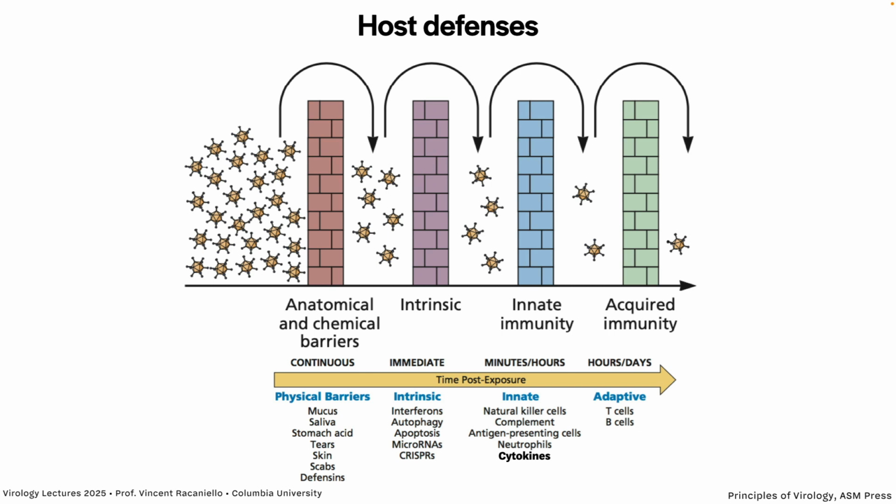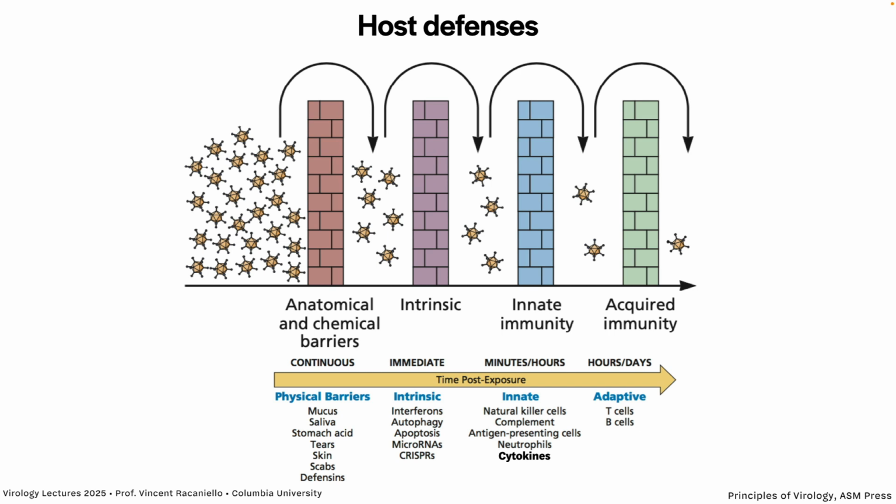We have four sets of barriers. The first are anatomical and chemical barriers, like the outer layer of your skin, right? The mucus layers on your respiratory and gastrointestinal tract, et cetera, tears, defenses on your skin, even saliva. And that's always around, right? So it's always there to protect you. Many viruses get trapped in mucus and never get anywhere.